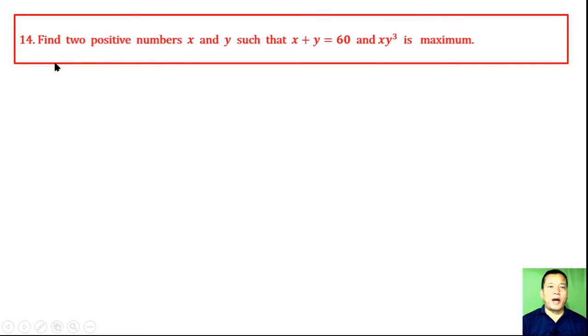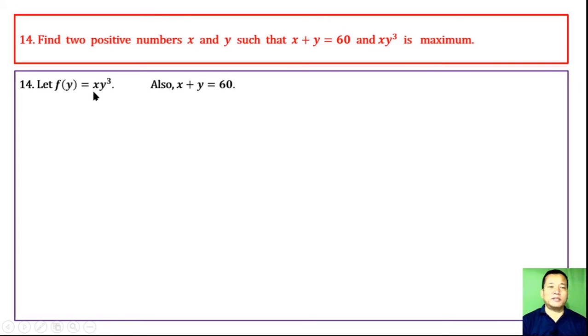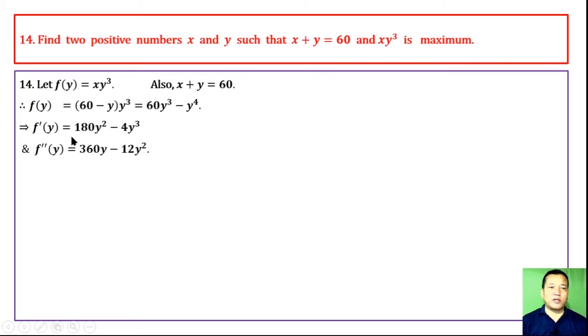Question number 14. Find two positive numbers x and y such that their sum is 60 and the product of x and y cube is maximum. Let f of y be x y cube. Also x plus y is 60. Therefore, f of y, where x is replaced by 60 minus y, we get f of y in terms of y, whose first order derivative is this and second order derivative is this.